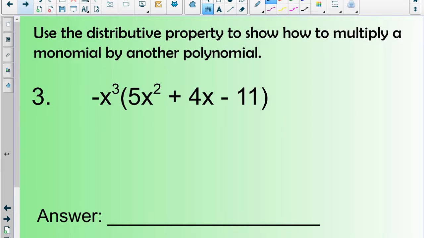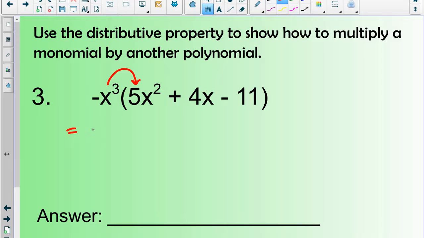All right, number 3. This time we're multiplying a monomial at the beginning, so negative x cubed, by a trinomial. Notice there are 1, 2, 3 parts inside the parentheses, 3 terms. So when we distribute, we actually have to distribute 3 times.